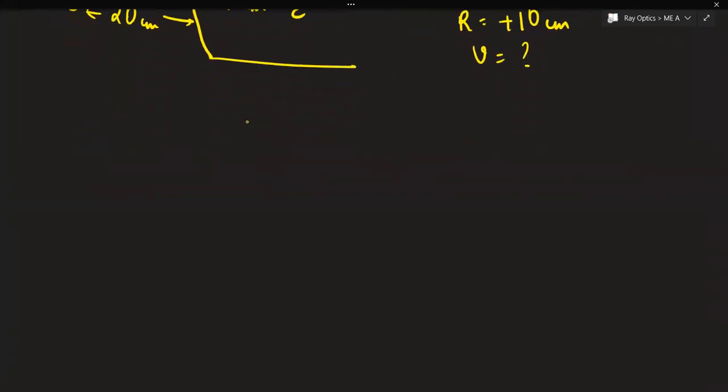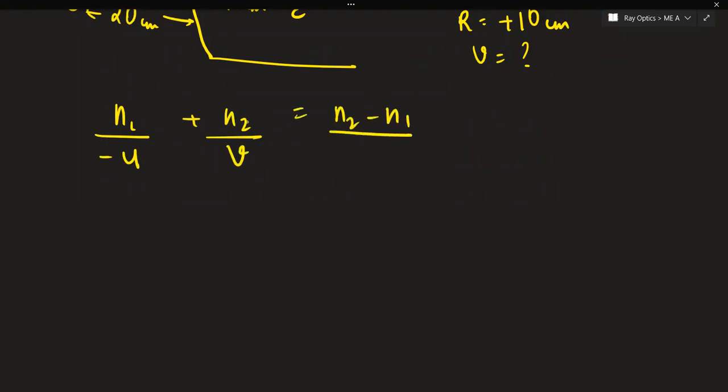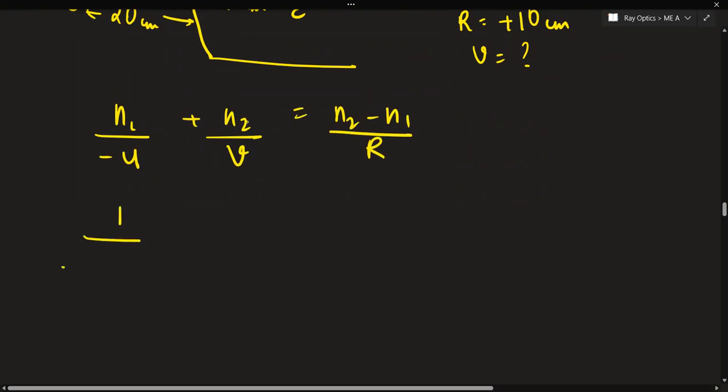So yesterday only we had seen, so which case does this become? From air to the glass it is going, so from rarer to denser. It means N1 by minus U plus N2 by V is equal to N2 minus N1 by R. Now put in all the values: 1 by minus 20. Why minus 20? Because this minus is of the formula, and minus 20 we are keeping because of the sign convention.